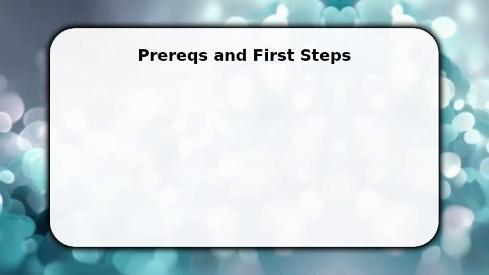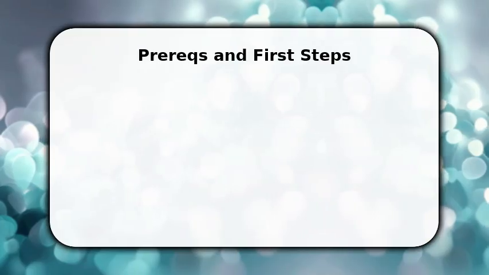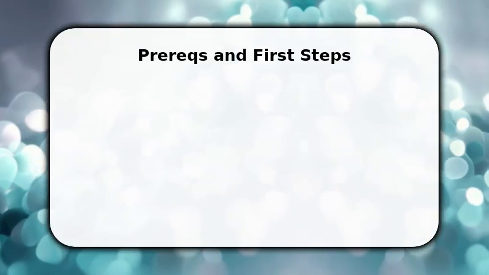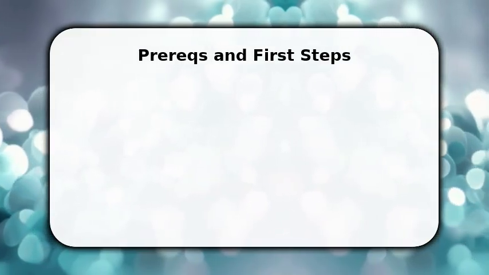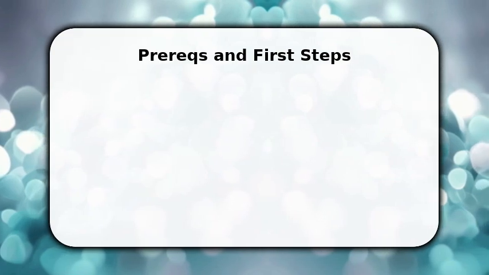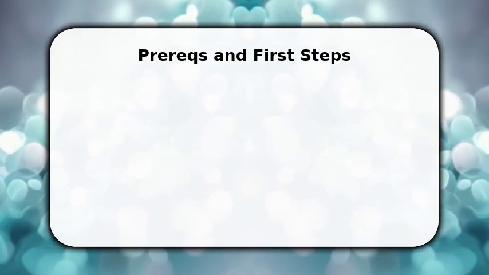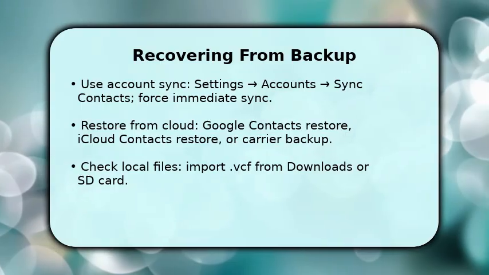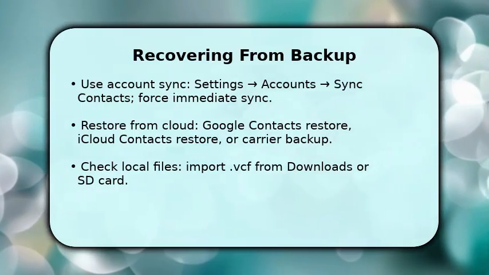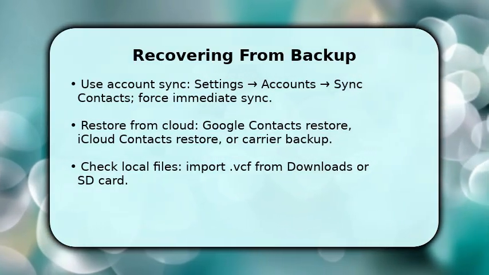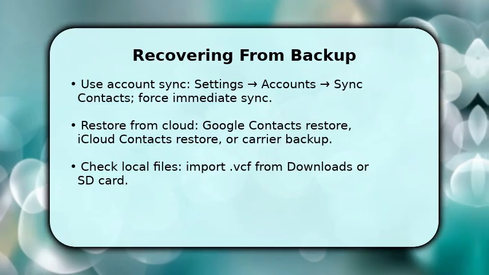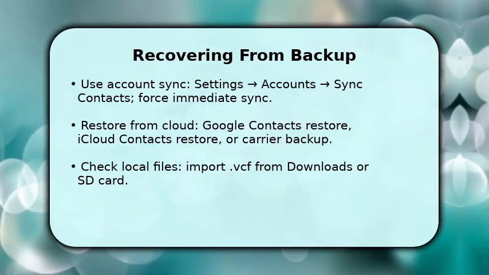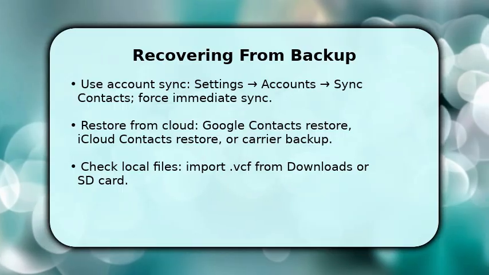If you see multiple accounts, prioritize the one you used when contacts were last complete. Once signed in, trigger the sync or restore process. For Google, open Contacts, then Settings, then Undo Changes or Restore, choose a time frame and apply. For iCloud, enable Contacts in iCloud and wait. If needed, use iCloud.com to export/import a vCard.